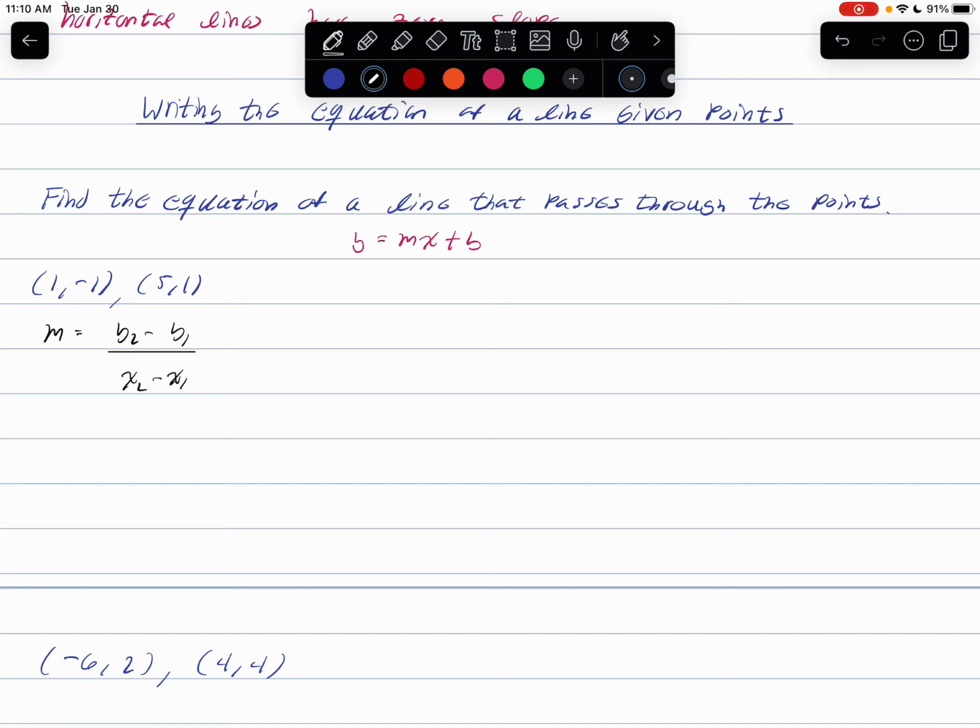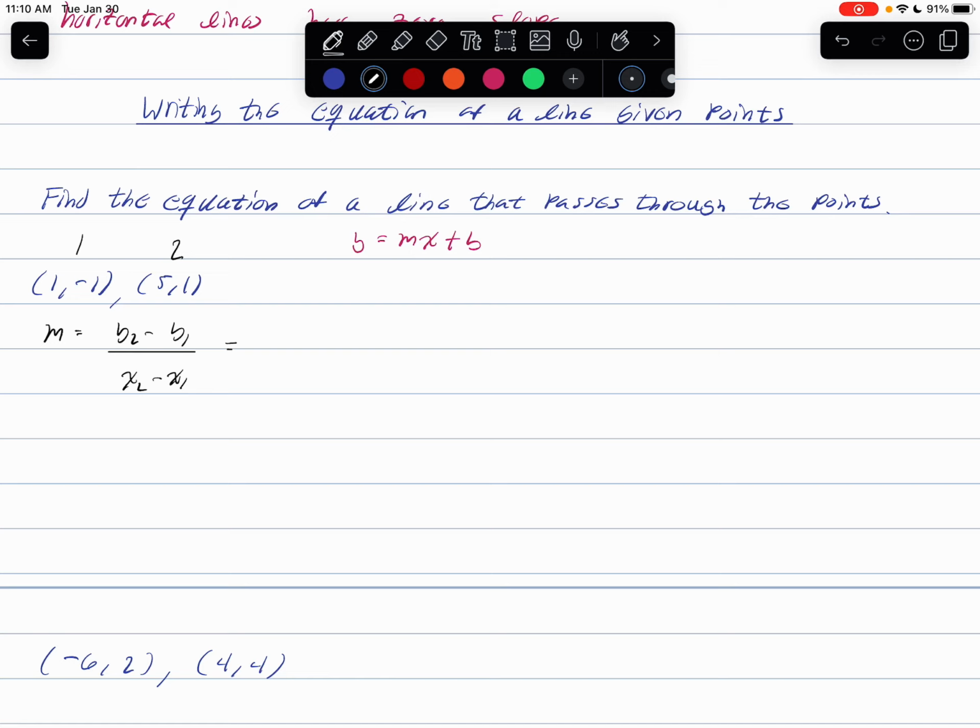So let's say the point (1, -1) is point 1, and the point (5, 1) is point 2. And again, you could choose the other way around if you prefer the addition and subtraction from the other combination of points, but either way is fine. But I like this way. Let's do this arrangement here.